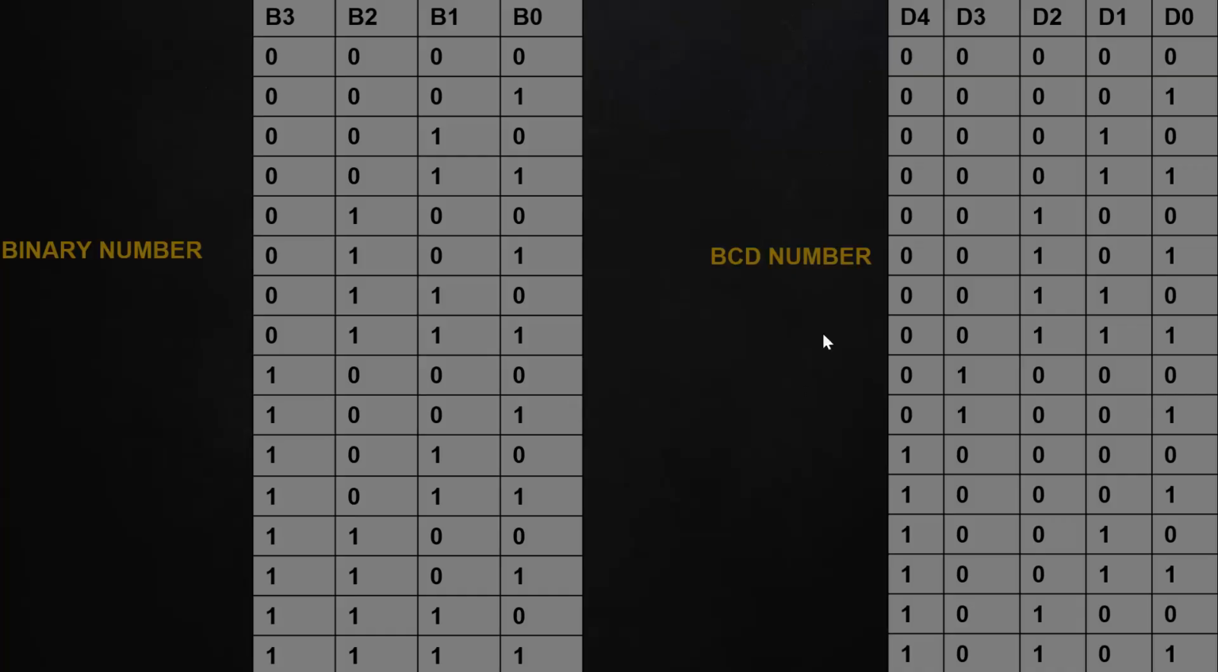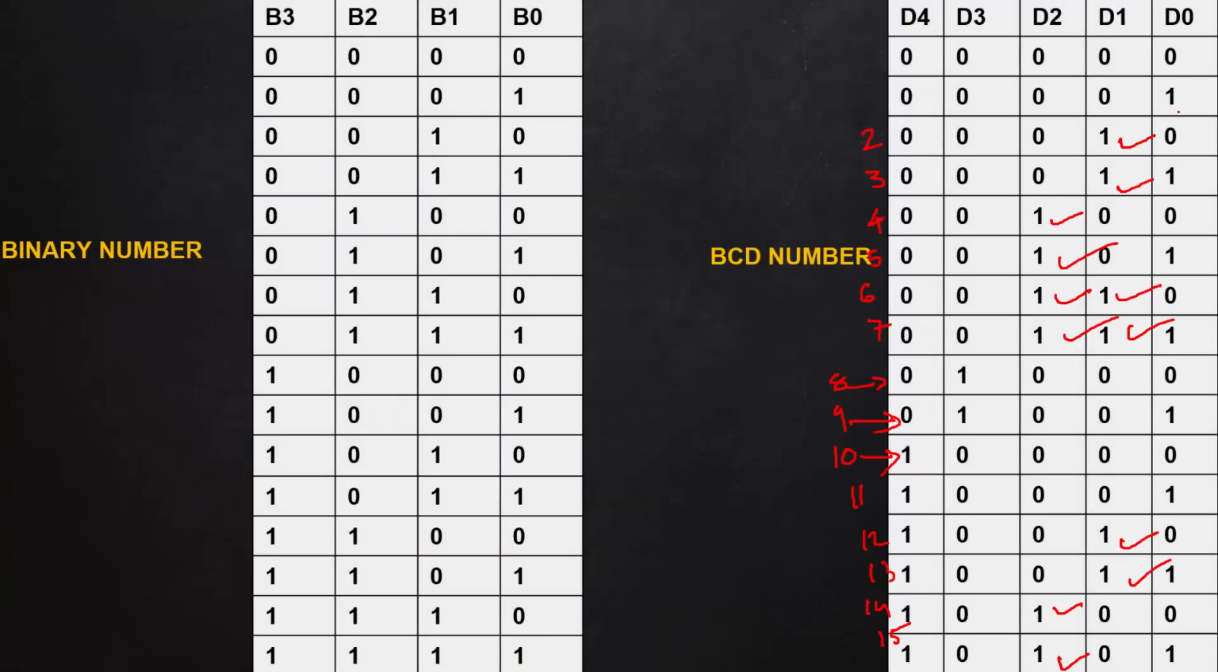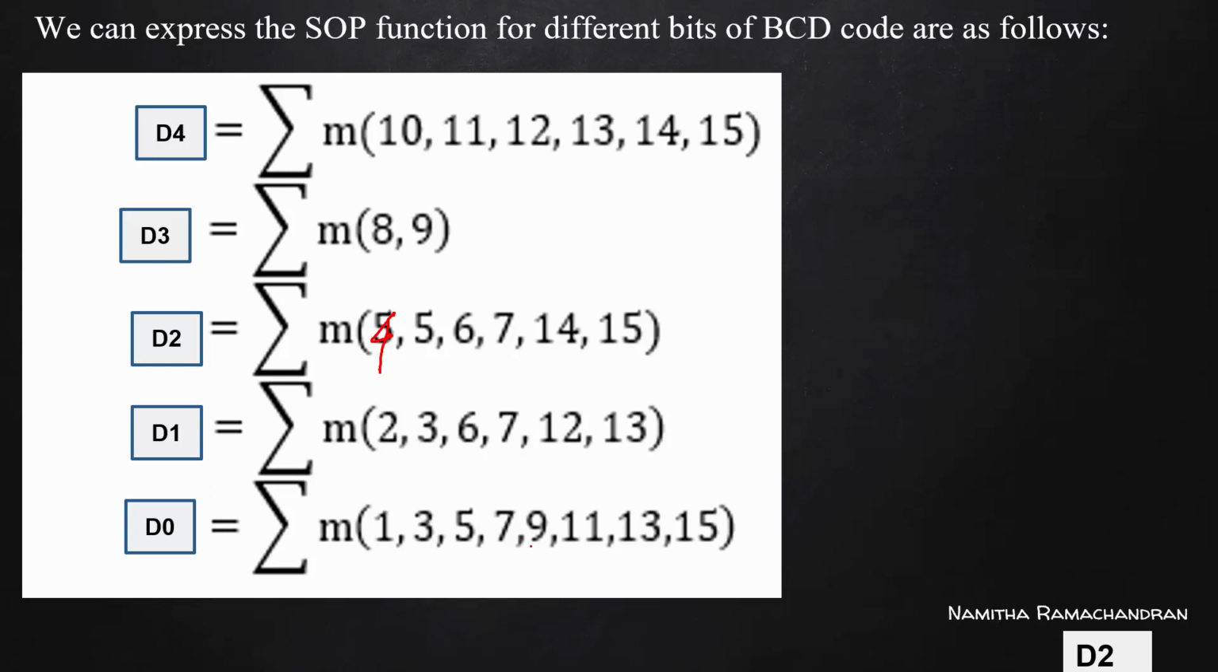And for this D0, the ones come in cells like 1, 3, 5, 7, 9, 11, 13 and 15. Okay, 1, 3, 5, 7, 9, 11, 13, 15. Now using this expression, we can directly draw the K-map while referring to this SOP form.